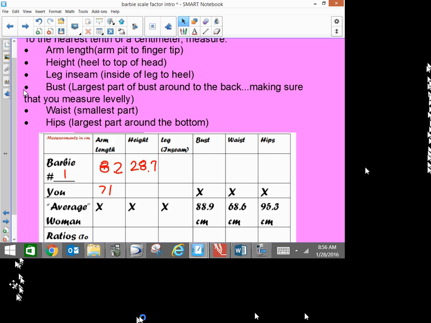I'm probably about 160. Again, I'm not doing this right because I don't want to take the measurements. Okay, so I'm about that.